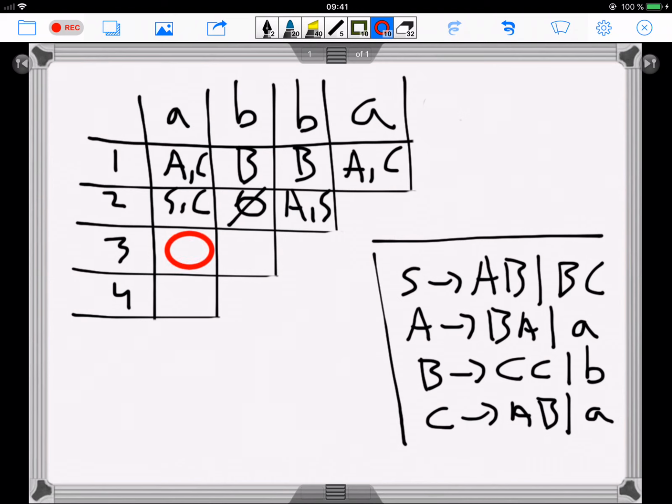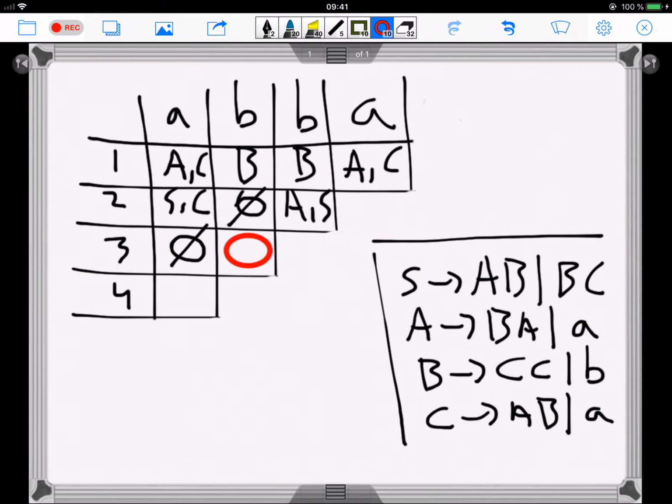Now for this cell, we consider this cell together with this cell, but the second cell is empty, so we know that we are not going to get any variable. The other possibility is SC with B, and the options are either SB or CB, and none of them are generated with productions in the grammar. So here we get the empty set.